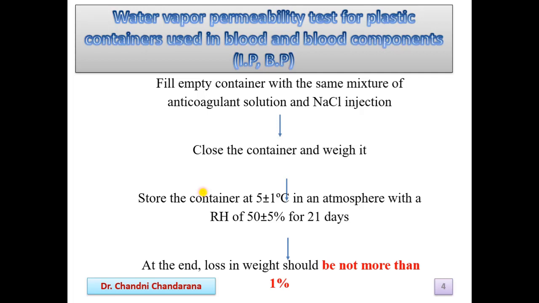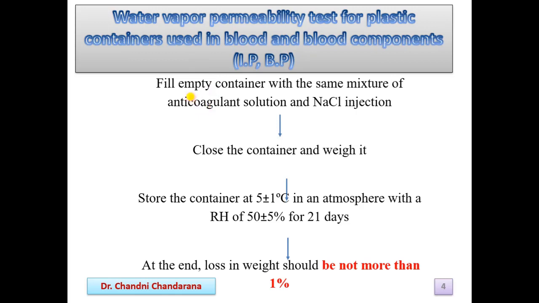Now the second test is the water vapor permeability test for plastic containers that are used for blood and blood components. Generally, we have to do the water vapor permeability test for this kind of container which is used for blood products. It's given as per IP and BP, meaning Indian Pharmacopoeia and British Pharmacopoeia. So how to perform this test?